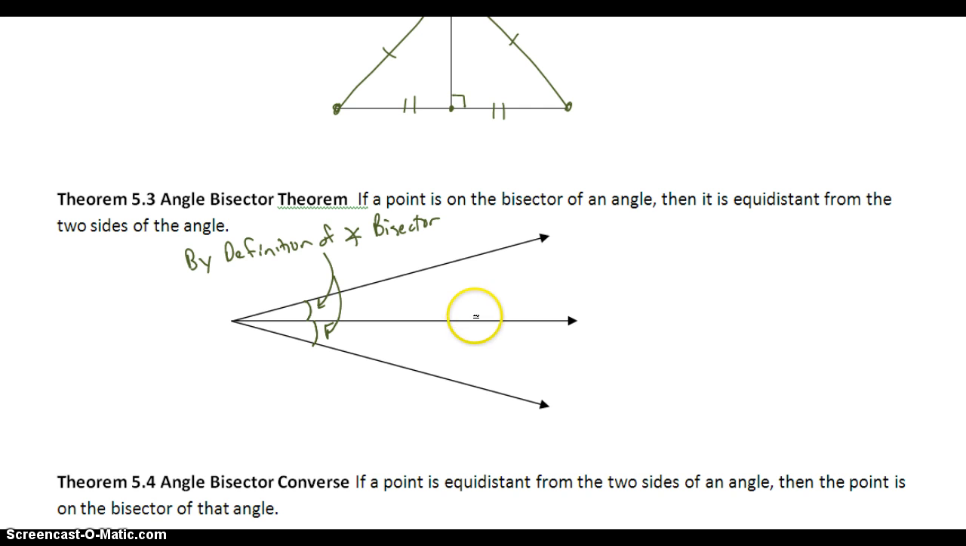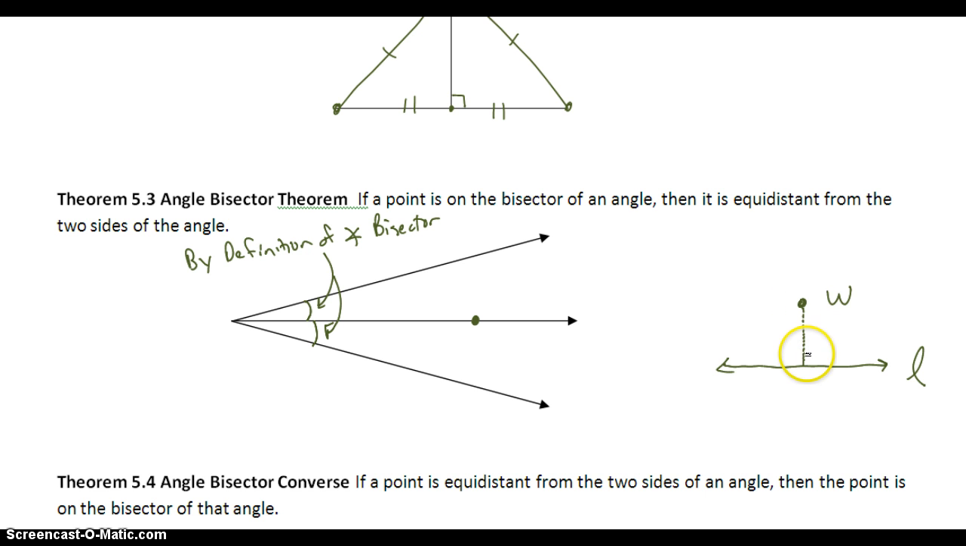Well, this part gets a little tricky. If we start with a point on the angle bisector, we have to figure out how to measure distance from a point to a line, from a point to a side of the angle. So if I start with a line, and I call that line L, and I start with a point W, to find the distance from W to this line L, I need to find the shortest distance.